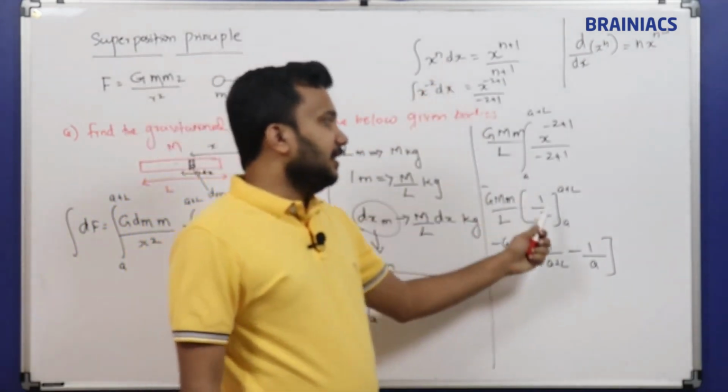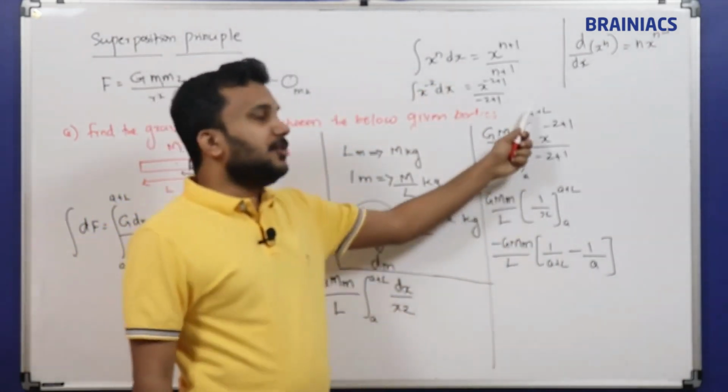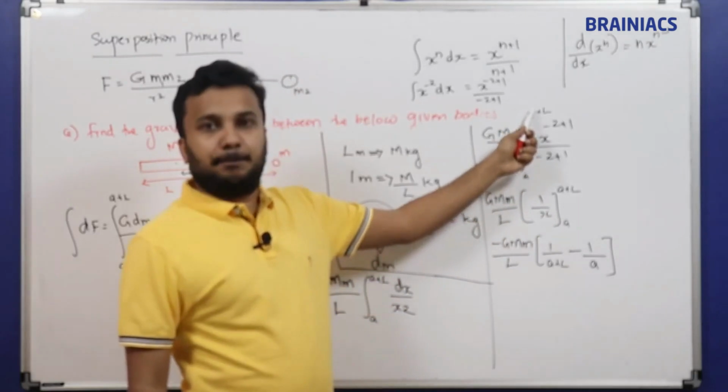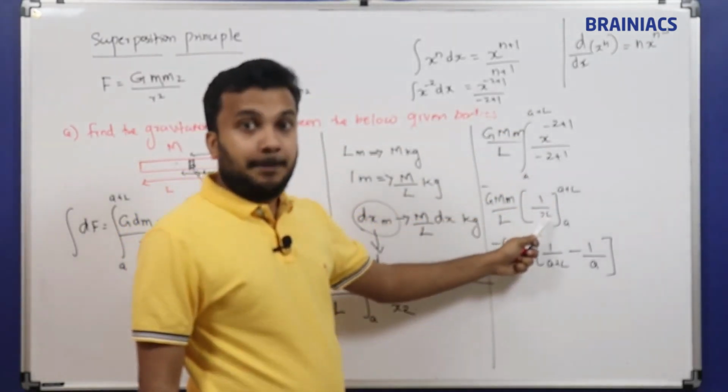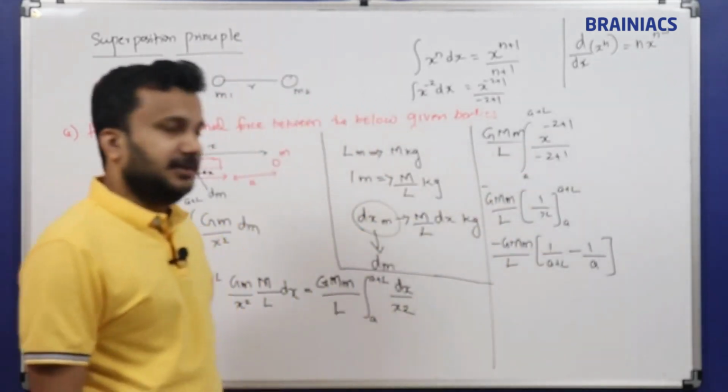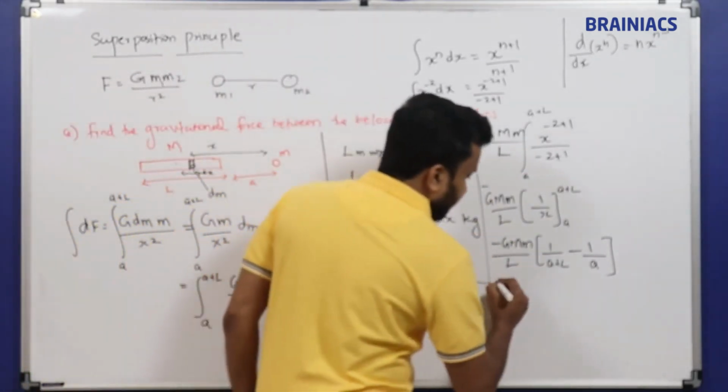So once you apply the integration, this is called limit of integration. Lower limit, upper limit. After integrating, you have to substitute: upper limit minus lower limit. Okay, now we'll simplify this.